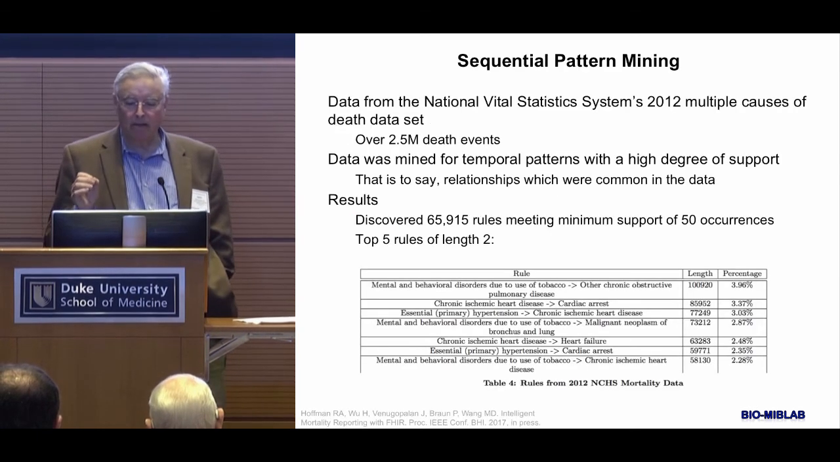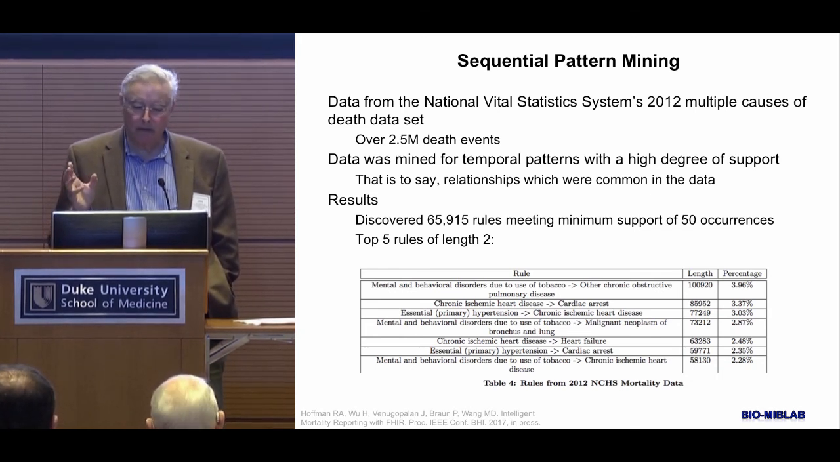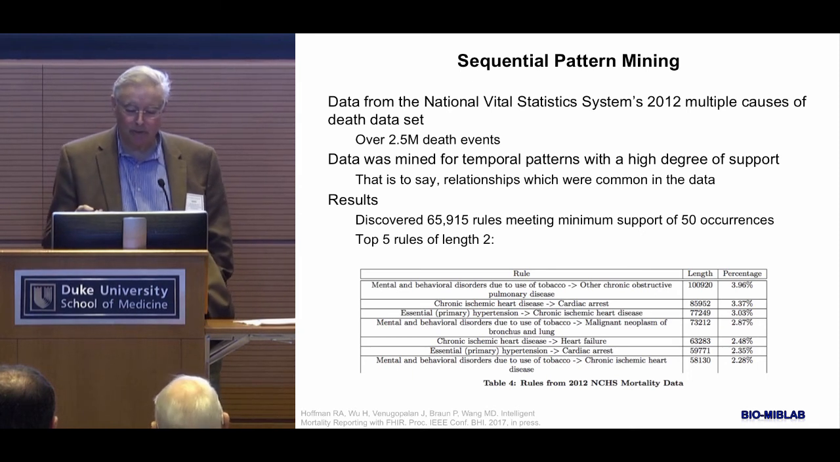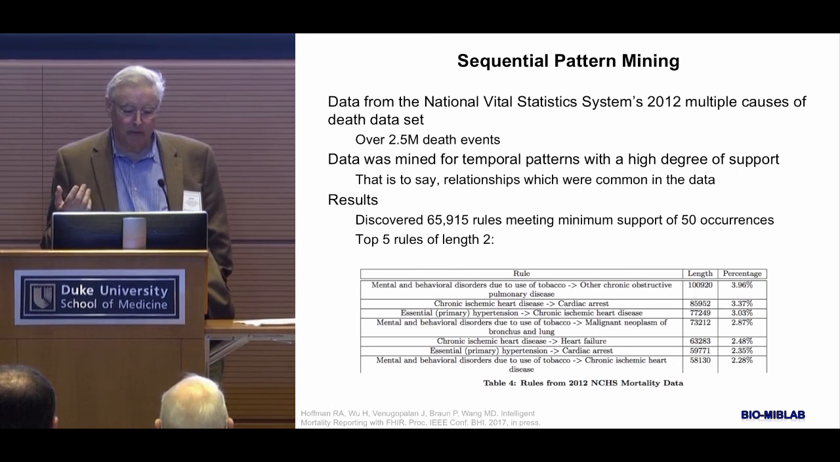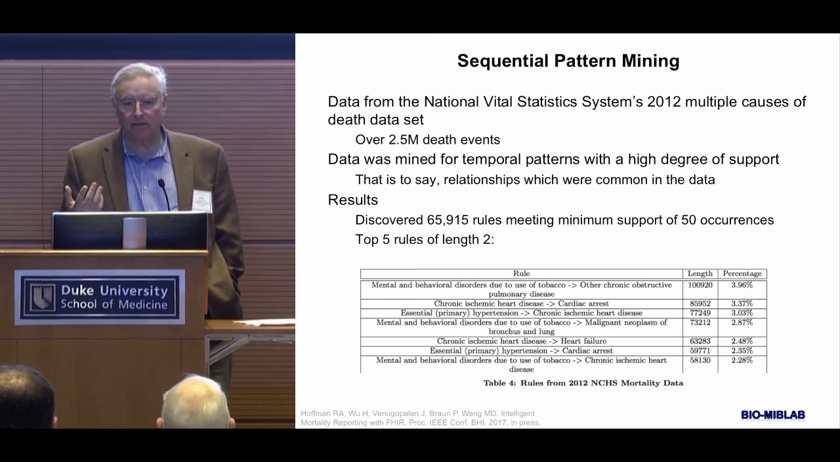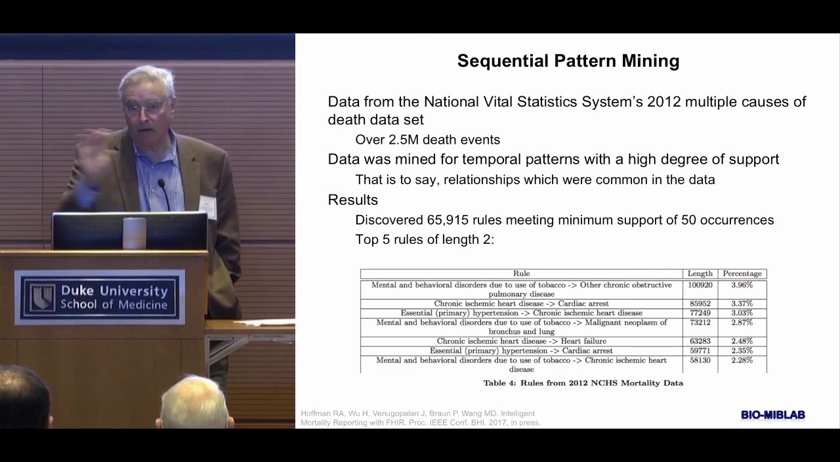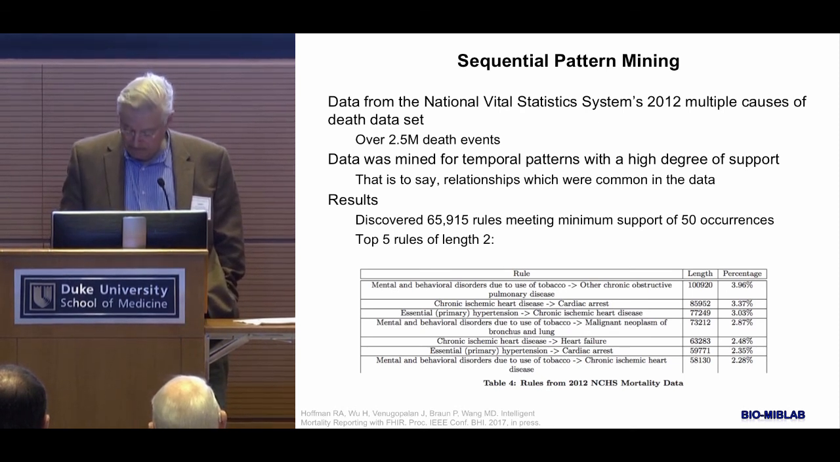So what we did to create an initial stab at this was we were given a large data set of 2.5 million deaths from the National Vital Statistics System. And Dr. Wang's students, I'll show you their picture at the end of this, mined that for temporal patterns with a high degree of support. And they discovered almost 66,000 rules. So it's those rules that create the orange lines that you saw in the app based on the data that's in the patient's chart.